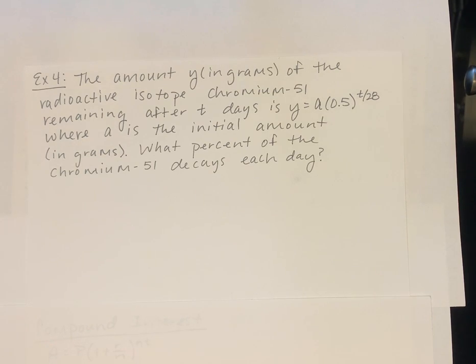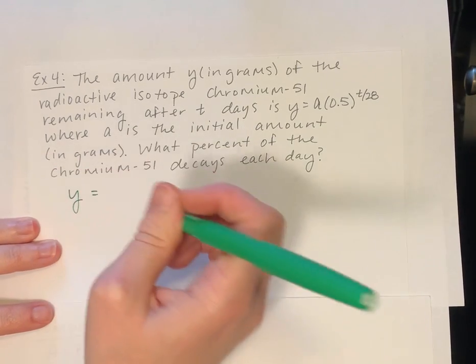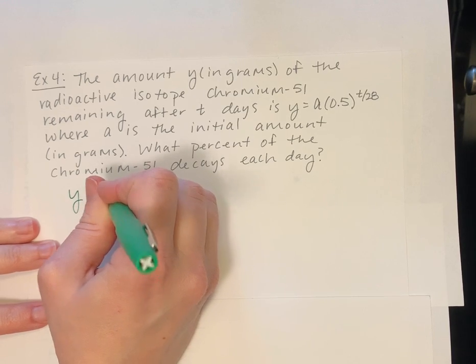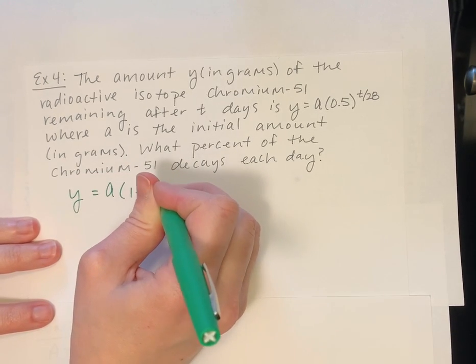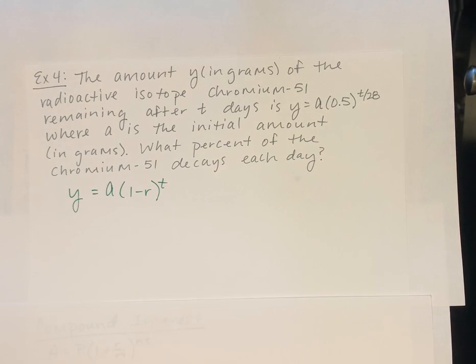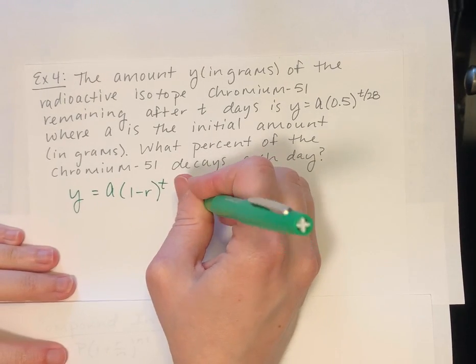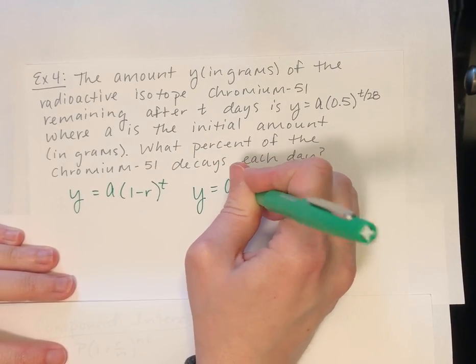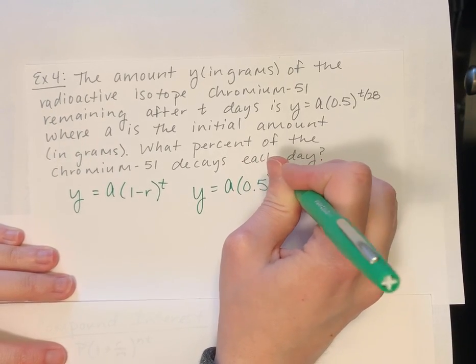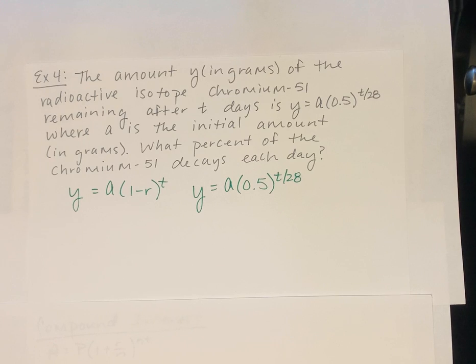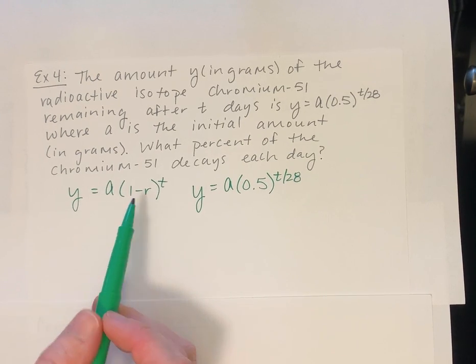So we're looking at exponential decay. So y equals a times 1 minus r to the t. All right. Oh, just kidding. They give us this. So here they give us y equals a times 0.5 to the t over 28. And so we're looking for our rate, right? We're looking for our R value.